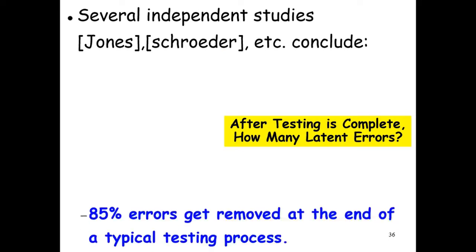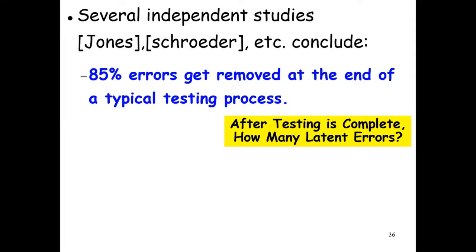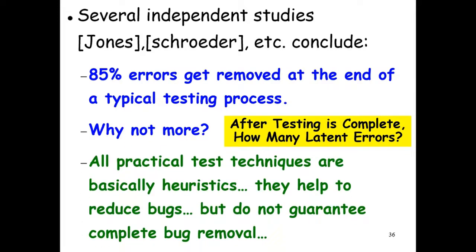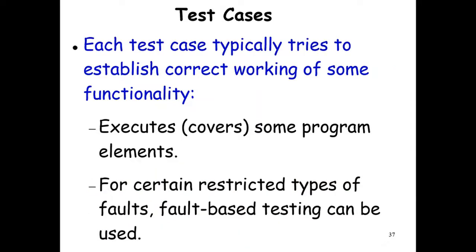After testing is complete, what do several independent studies suggest? 85% of errors get removed at the end of a typical testing process. Why only 85%? Why not more? All practical test techniques are basically heuristic. They help to reduce bugs but do not guarantee complete bug removal. Whatever testing tools or techniques are present at present, they are heuristic in nature. They do not guarantee complete removal of bugs from the system.